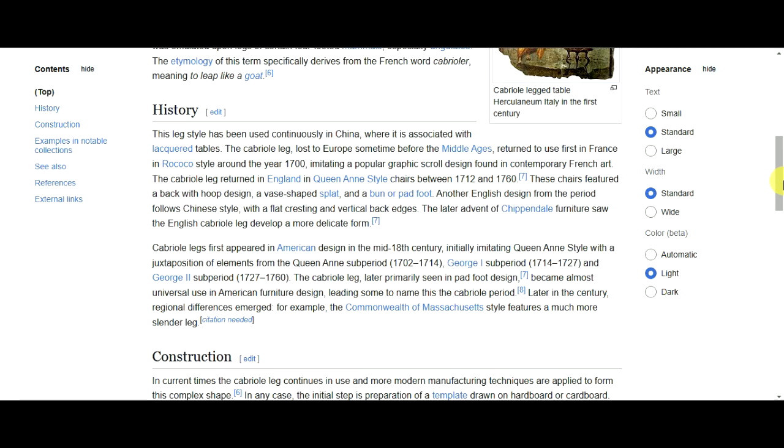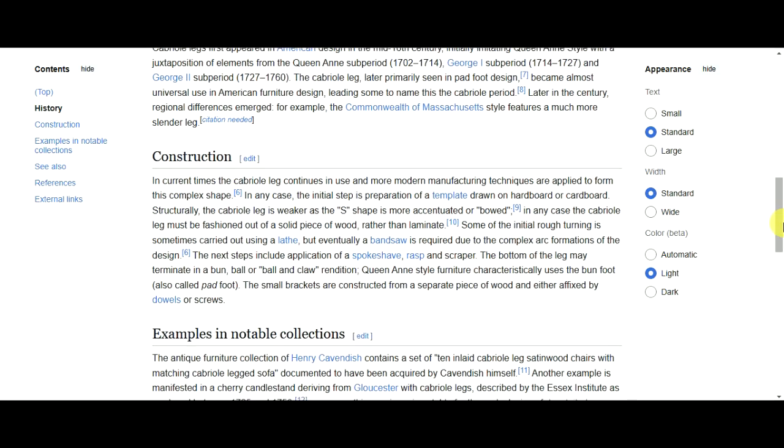Later in the century, regional differences emerged. For example, the Commonwealth of Massachusetts style features a much more slender leg construction. In current times, the cabriole leg continues in use, and more modern manufacturing techniques are applied to form this complex shape. In any case, the initial step is preparation of a template drawn on hardboard or cardboard.